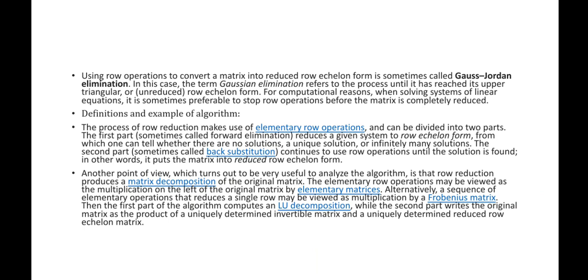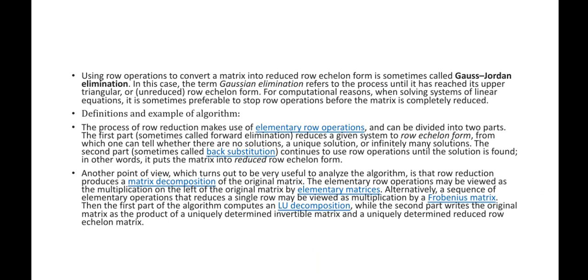The process of row reduction makes use of elementary row operations and can be divided into two parts. The first part, sometimes called forward elimination, reduces a given system to row echelon form, from which one can tell whether there are no solutions, a unique solution, or infinitely many solutions. The second part, sometimes called back substitution, continues to use row operations until the solution is found. In other words, it puts the matrix into reduced row echelon form.